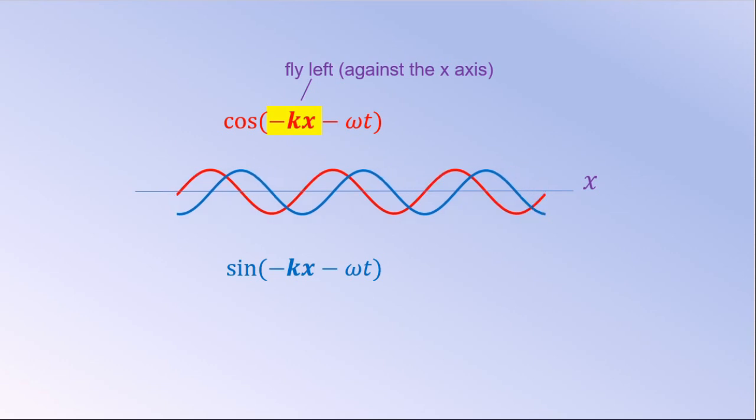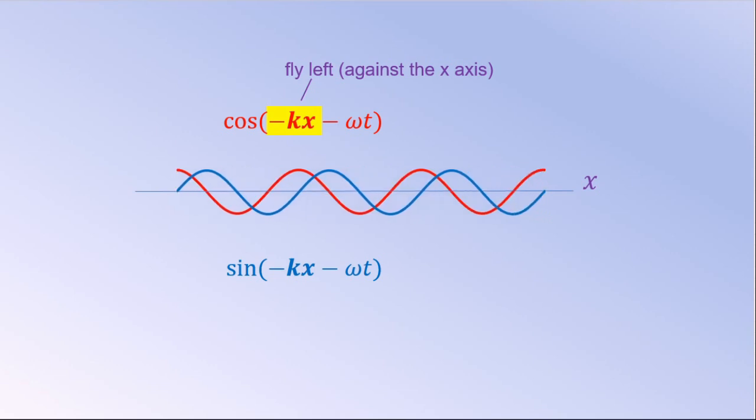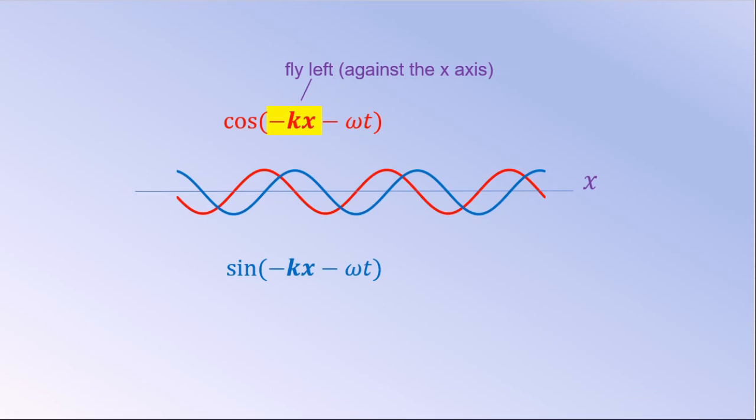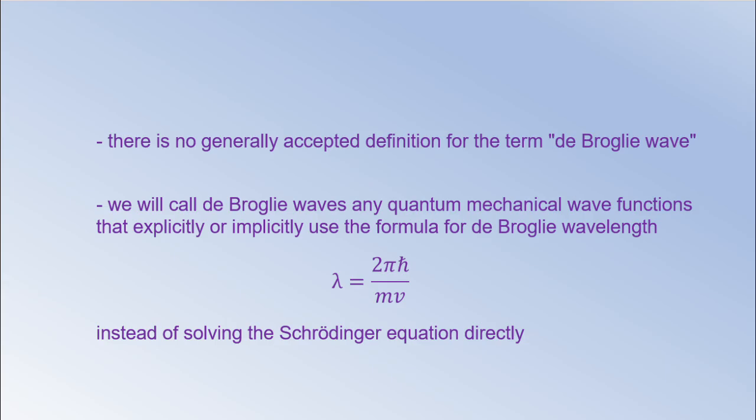Now we will move from abstract traveling waves to de Broglie traveling waves applicable to atomic particles such as electrons. First of all, it is necessary to take into account that the concept of the de Broglie wavelength is well defined in physics, but the concept of the de Broglie wave itself is not specified precisely. We will call de Broglie waves any quantum mechanical wave functions that explicitly or implicitly use the formula for the de Broglie wavelength lambda equals 2 pi h bar over mv instead of solving the Schrödinger equation.